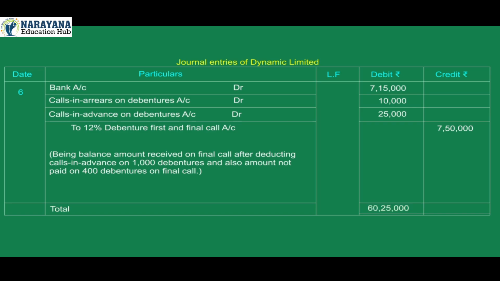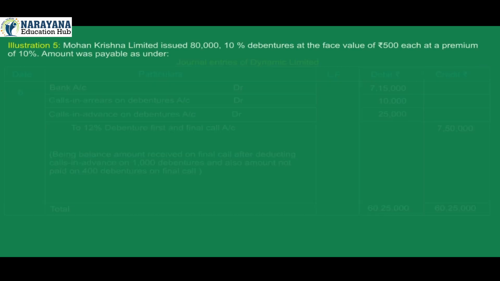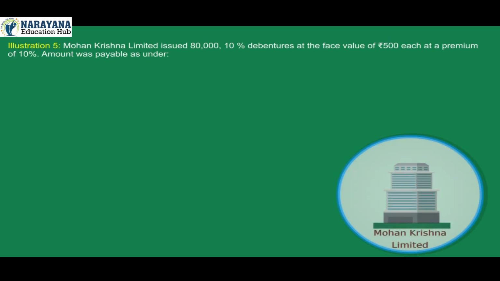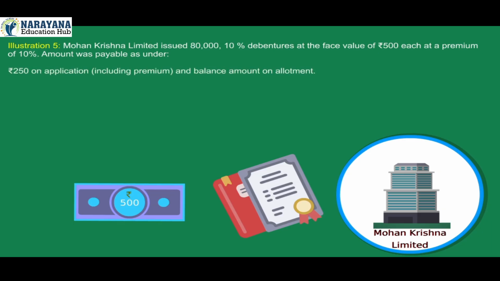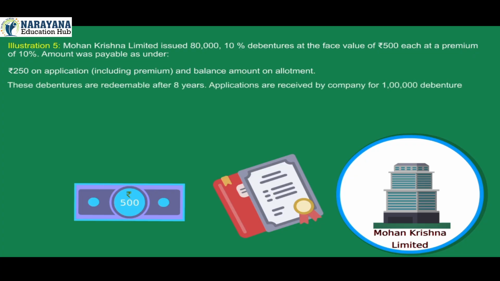Total debit 60,25,000. Credit 60,25,000. Illustration 5. Mohan Krishna Limited issued 80,000 10% debentures at the face value of Rs 500 each at a premium of 10%. Amount was payable as under: Rs 250 on application including premium and balance amount on allotment. These debentures are redeemable after 8 years.